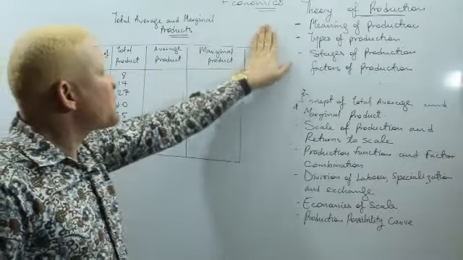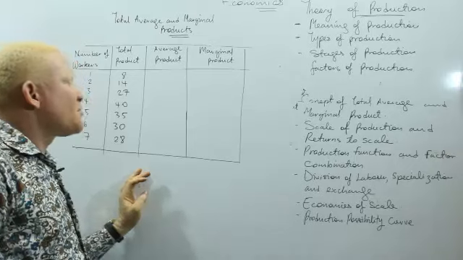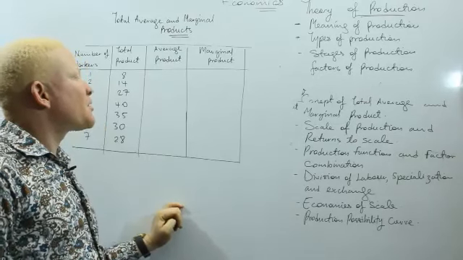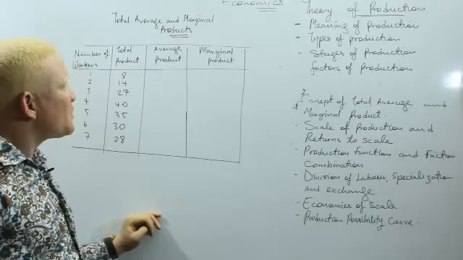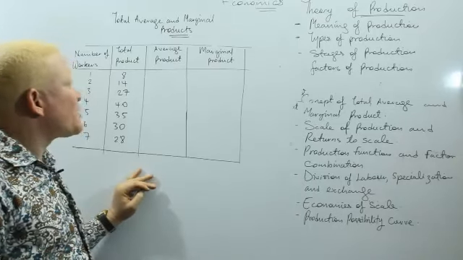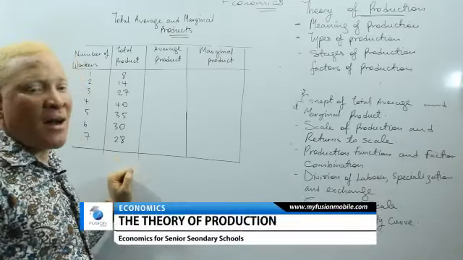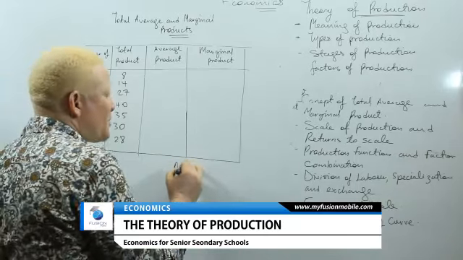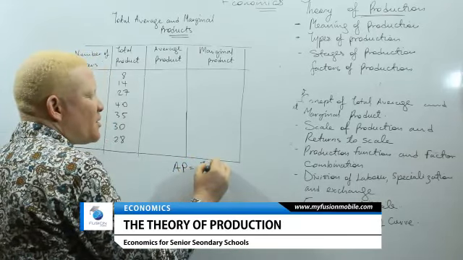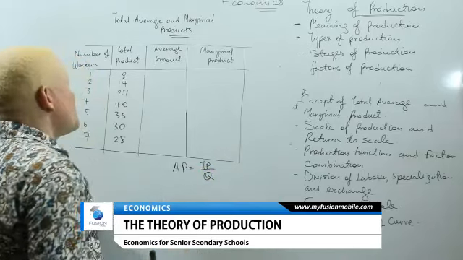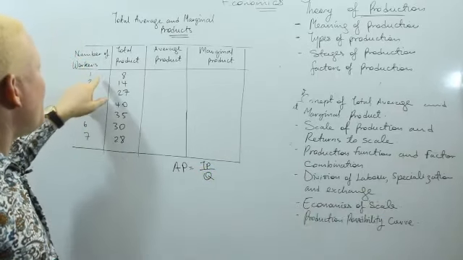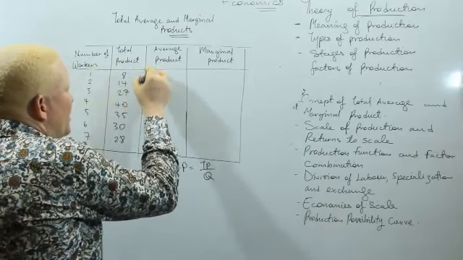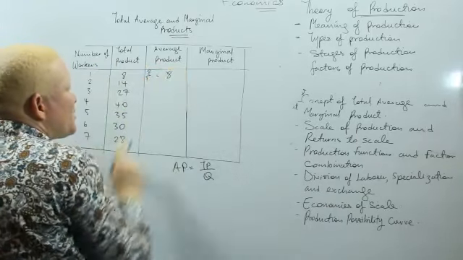Now, in a production schedule, we would try to complete the columns for the average product and marginal product. From what we've discussed, average product is the output per unit of input. That means anytime we are to calculate average product, we divide total product by the quantity of input. Now, the number of workers here are the variable factors. The first one will be 8 divided by 1, to give us 8 units.